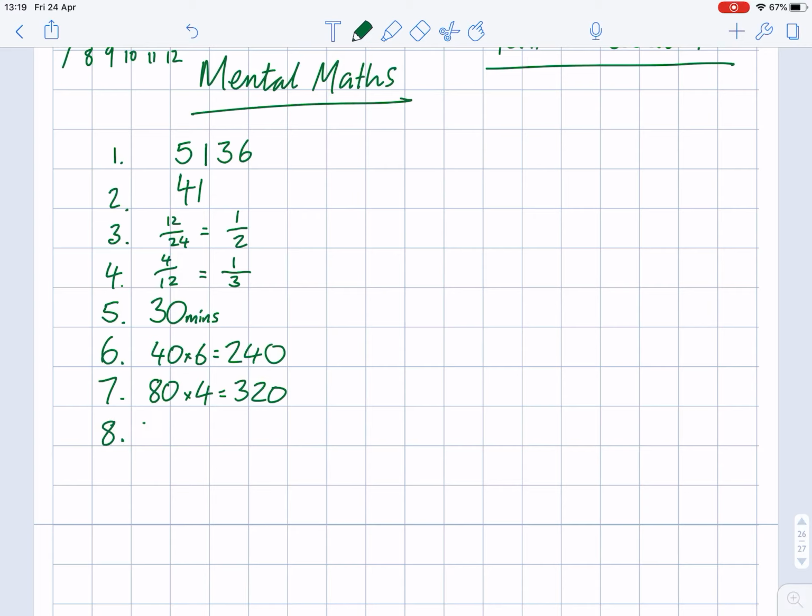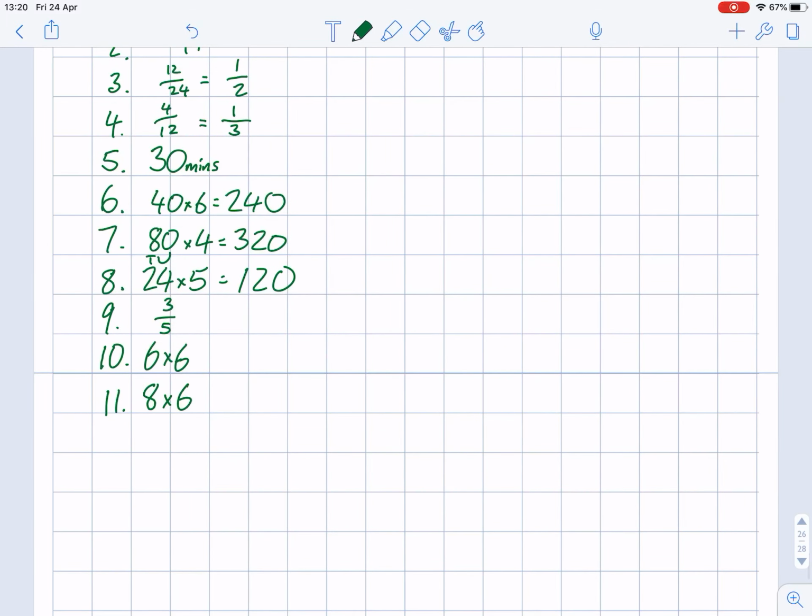Okay, 24 multiplied by 5. In my head, I did 20 times 5, which is 100. And then 4 multiplied by 5 is 20. Add those together, and I get 120. It's the easiest way to have done that. Write down the fraction 3/5. Should have looked like that. Question 10. If the answer is 36, the question is 6 multiplied by 6. Question 11. The answer is 48. So my question is 8 multiplied by 6.